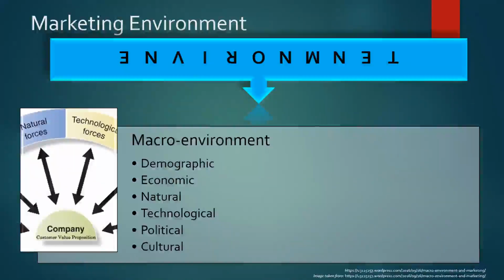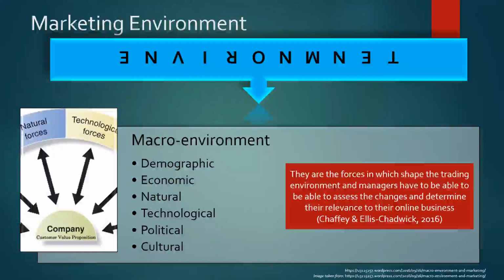Next one, we have the macro environment. The macro environment has demographic, economic, natural, technological, political, and cultural factors. What is the macro environment? The macro environment is the forces which shape the trading environment, and managers have to be able to assess the changes and determine their relevance to their online business. Taken from Chaffey and Ellis-Chadwick 2016. So the point is they are all happening outside the company. It is wider, it is bigger than the micro environment. Maybe that is why it is called macro, bigger.